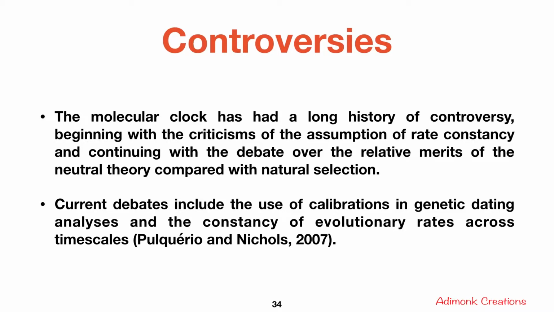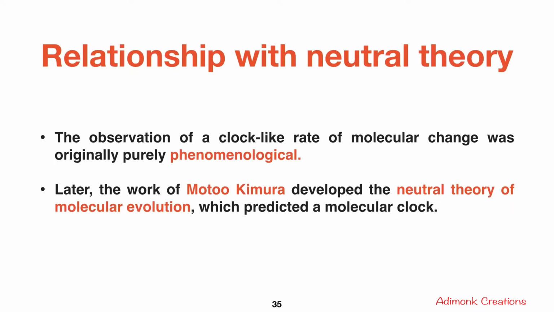There are also a lot of controversies regarding this molecular clock. The molecular clock has had a long history of controversy, beginning with the criticism of the assumption of rate constancy and continuing with debate over the relative merits of the neutral theory compared with natural selection. The current debates include the use of calibrations in genetic dating analysis and the constancy of evolutionary rates across timescales. Next, the relationship with neutral theory. The observation of a clock-like rate of molecular change was originally purely phenomenological. Later, the work of Motoo Kimura, who developed the neutral theory of molecular evolution, also predicted the molecular clock hypothesis.